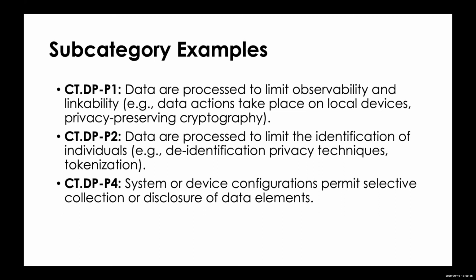Data are processed to limit the identification of individuals. This would be a second outcome here, which is a bit different, right? In the first one, it could be a matter of, as a practical matter, angling a surveillance camera so that it limits the observability of people. It may limit the observability of folks that are in the background. P2 would be getting at using potentially de-identification privacy techniques to process the data in a way that would limit identification of individuals. And then for P4, system or device configurations permit selective collection. So here we have more of a privacy control.